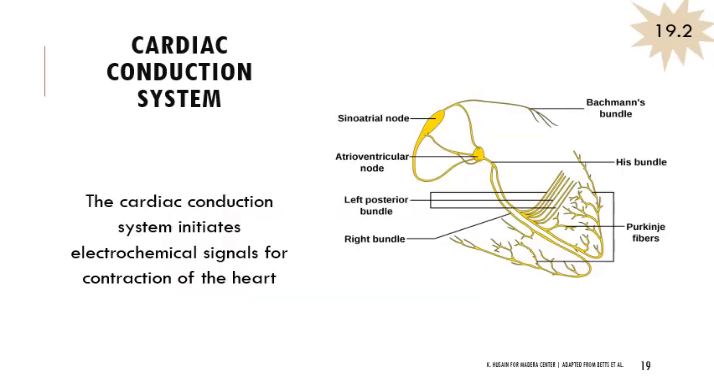Okay, so starting with the cardiac conduction system, usually when we look at a heart, we see all of those myocardial contractile cells, and we don't pay as much attention to the myocardial conducting cells. Remember that the contractile cells are about 99% of that heart muscle, and then we have a very small fraction that's the conducting cells. But here we're just looking at those conducting cells. So the cardiac conduction system is responsible for initiating electrochemical signals and then ultimately culminating in the contraction of the heart.